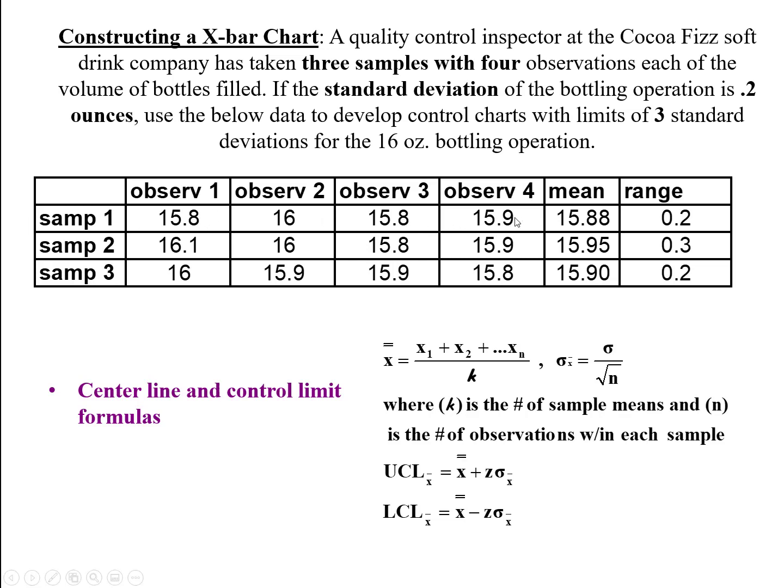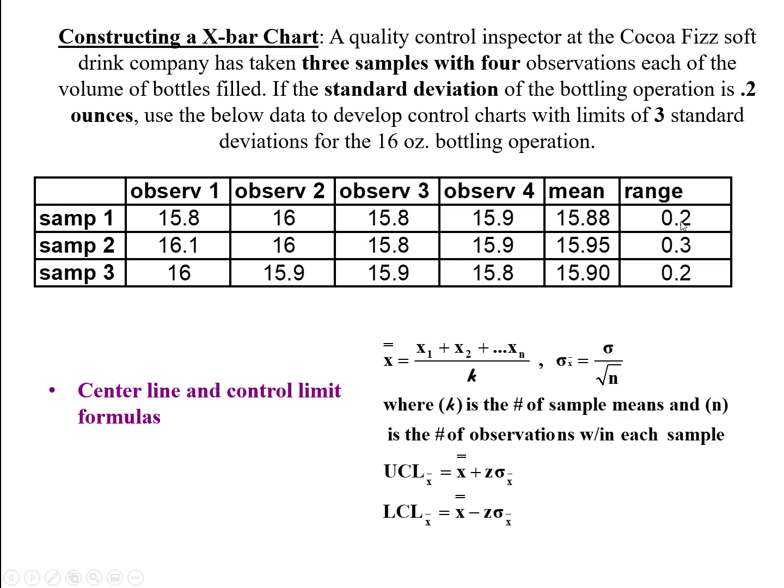So the sample 1 mean is 15.8. So it does not meet this. 16.1 plus 16 plus 15.8 plus 15.9, divided by 4, because sample 2 he also took from 4 observations. So that is why we divide by 4. So 15.95 is the mean. For sample 3, the mean was 15.90.